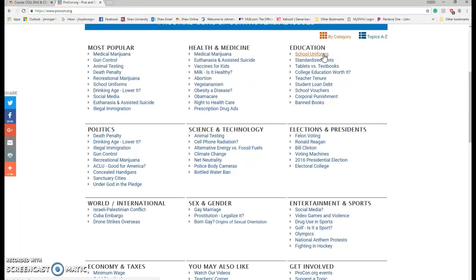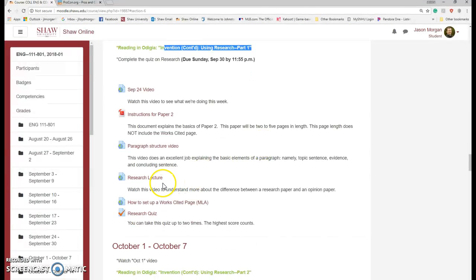You would say, look, I'm against school uniforms because of reasons A, B, and C, and then you would need to find research to back up those points A, B, and C. Or I am for school uniforms because of reasons A, B, and C, and then you need to find research to back up points A, B, and C. You're like, well, how do I find research? Well, again, when you watch the research lecture, that'll help you with that.